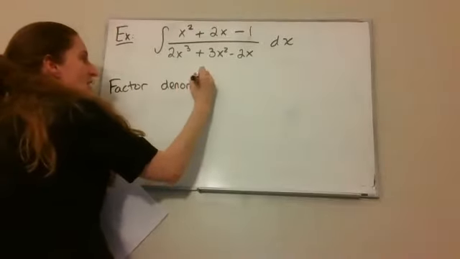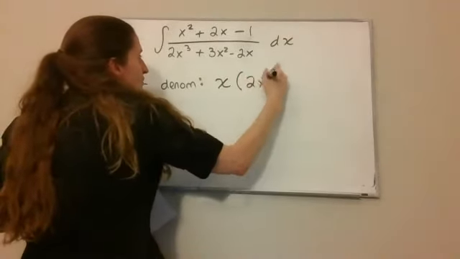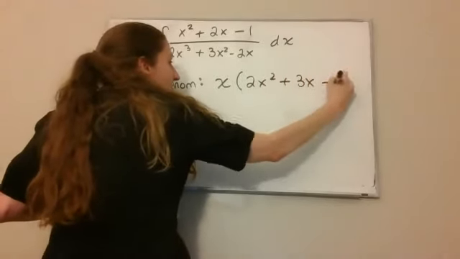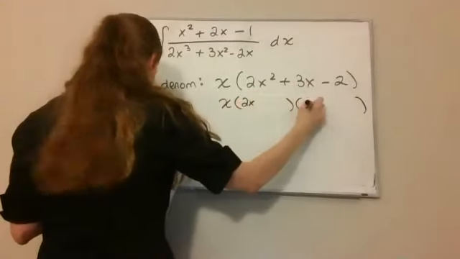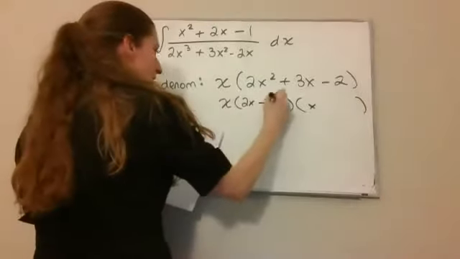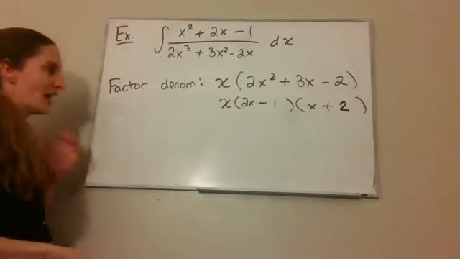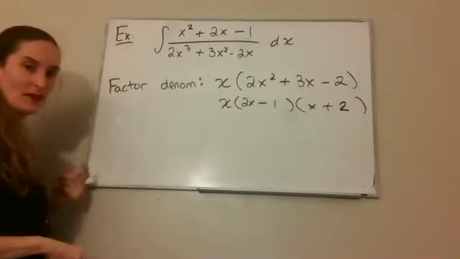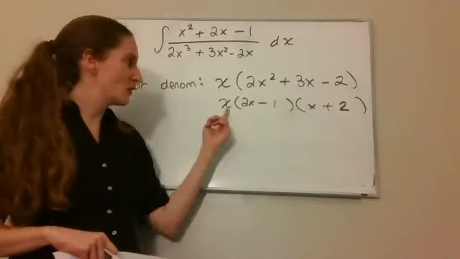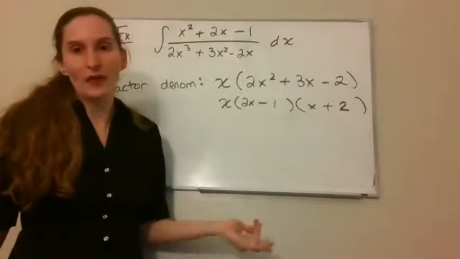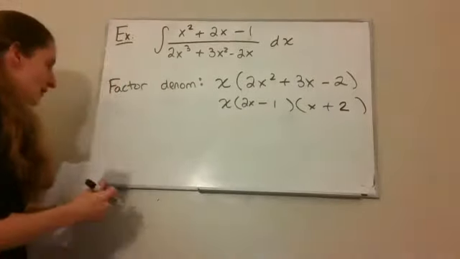So factoring the denominator. I notice that there's an x in common, so I can pull out an x, leaving 2x squared plus 3x minus 2. And then I can keep factoring this, and I get a 2x minus 1 and an x plus 2. So my denominator completely factored is x times 2x minus 1 times x plus 2. That's 3 different factors. They're all distinct. Notice they're all linear. They don't have any exponents on them. Well, other than an exponent of 1. So we have a product of 3 distinct linear factors.